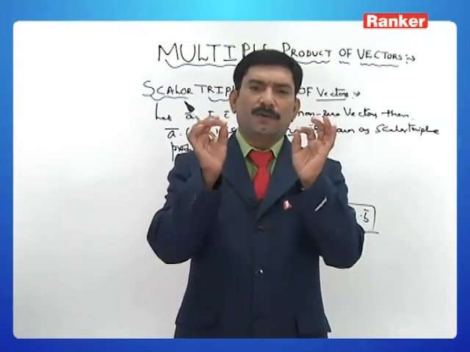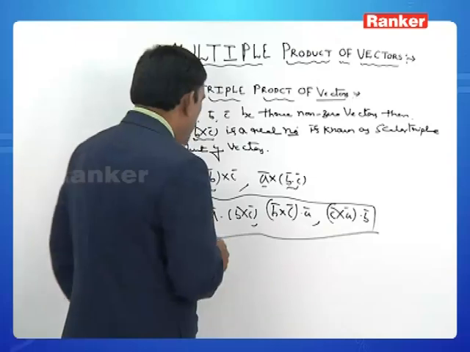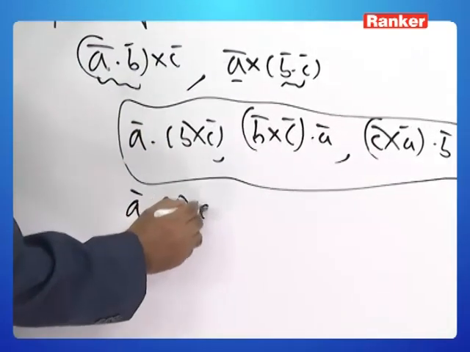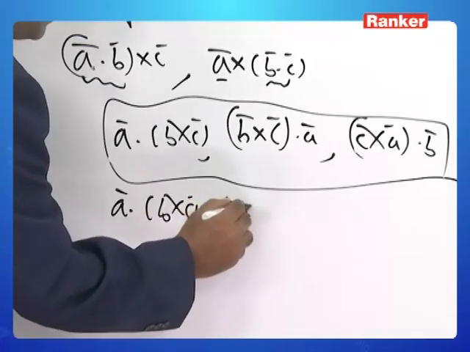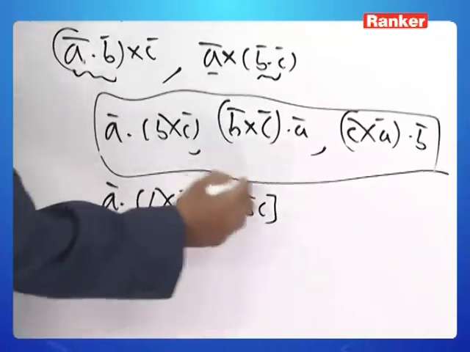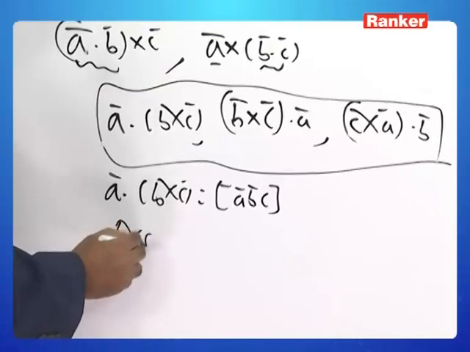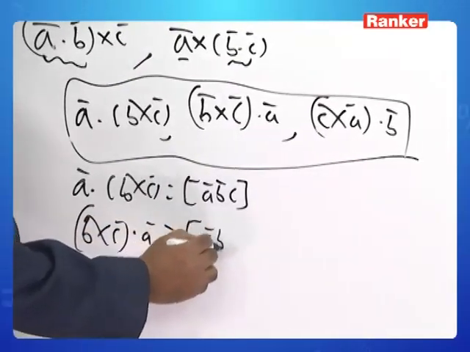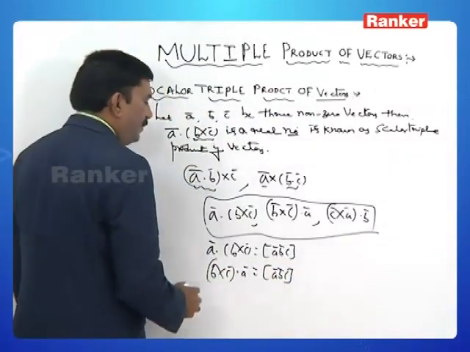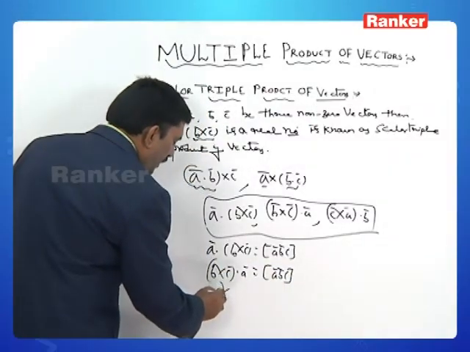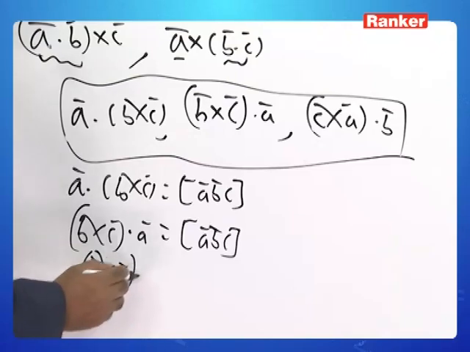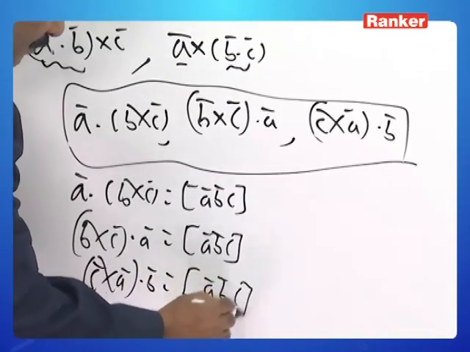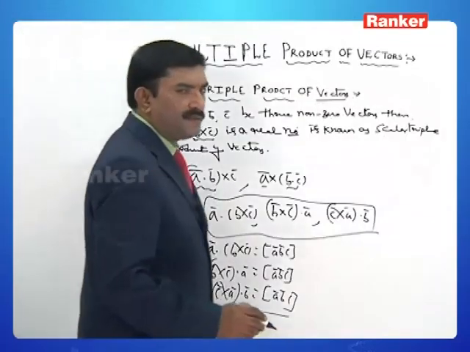Now all these scalar triple products are denoted by a single notation. I can write A dot of B cross C as box of A, B, C. This can also be written as B bar cross C bar dot A bar, which is also box of A bar, B bar, C bar. Meanwhile, C bar cross A bar dot B bar is also nothing but box of A bar, B bar, C bar.